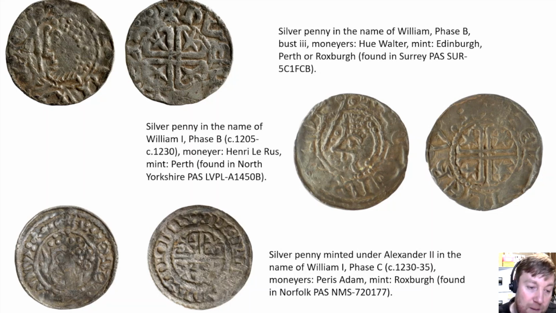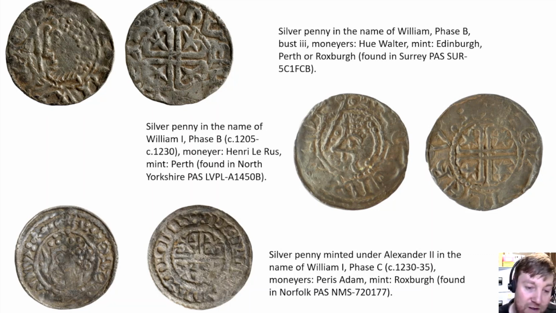So the bottom example is a coin issued under Alexander II, but in the name of William I. So we can still see on the obverse, it's still in the name of William. So it's either Le Re Willam or Willamus Rex. And we still see the same combination of moneyers, but also the mints start to be named on this one. So this example names the moneyers Paris and Adam, but also the letter R for the mint of Roxburgh.